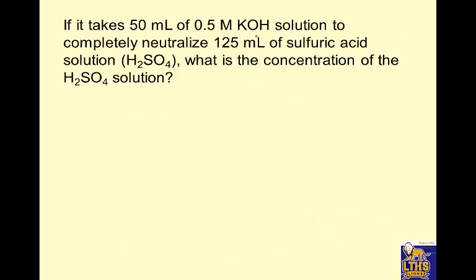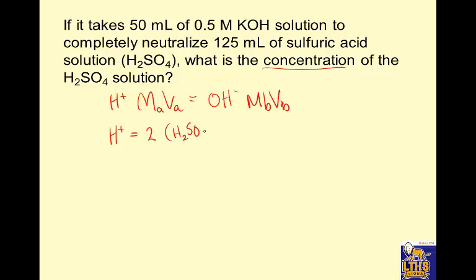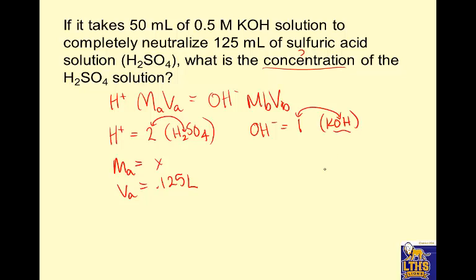All right, so it takes 50 milliliters of 0.5 molar KOH to completely neutralize 125 milliliters of sulfuric acid. What is the concentration of H2SO4? All right, so we're going to be using H plus MaVa equals OH minus MbVb, and H plus, this time we gotta be careful, equals 2. Why? H2SO4, two H's in there. Ma is the molarity of the acid, that's what we're looking for. Va is the volume of the acid, 0.125 liters. OH minus is gonna be equal to 1. Why? KOH, there's 1 OH in there. Molarity of the base is 0.5 molar, and the volume of the base is 0.050 liters.